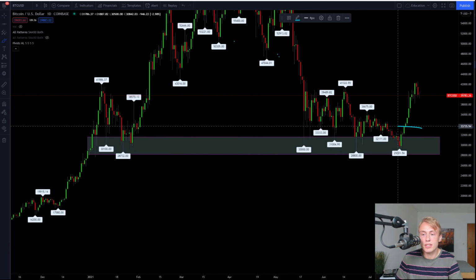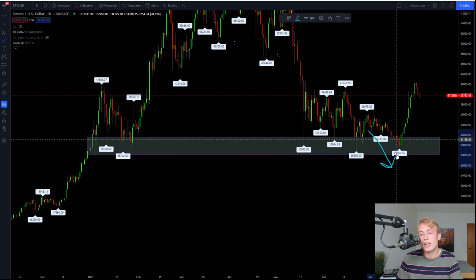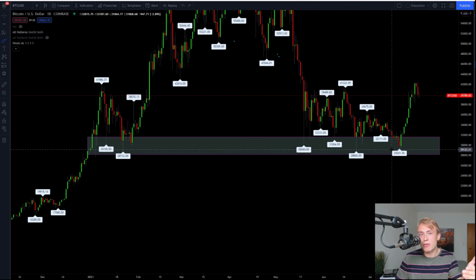Since we have been having so many lows in this area, if the price goes below here, that would definitely be a bearish or negative sign here for Bitcoin.